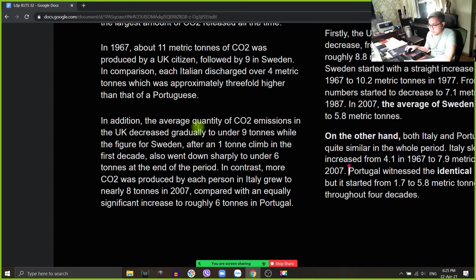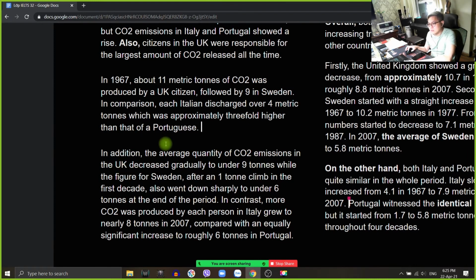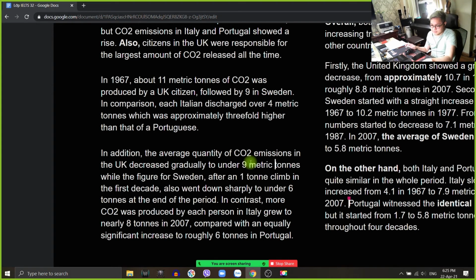In addition, the average quantity of CO2 emissions in the UK decreased gradually to under 9 metric tons. You have to be careful with the unit. It's metric tons. While the figure for Sweden, after a 1-ton climb in the first decade, also went down sharply. Just say decrease, because it's more academic this way. Decrease sharply to under 6.